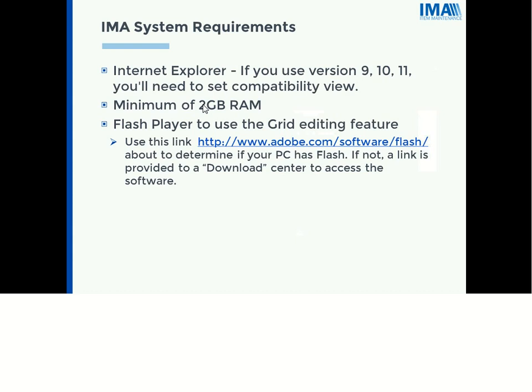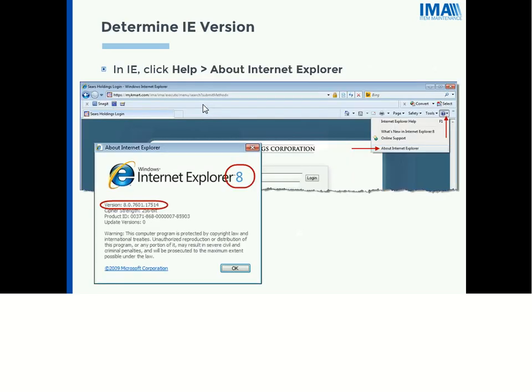It may let you in initially, but usually either the grid doesn't work properly or it won't bring up your task list. So if you're running into any problems that just aren't making sense on why you're getting those problems, double check which browser you are using. You do have to use Internet Explorer. Also, you have to set compatibility view, because I doubt any of you are still using Internet Explorer 8. So because of that, you do have to set the compatibility view, and we are going to go over how to do that. Also, you have to have a Flash player installed to use the grid editing feature, and there is a link provided there. Again, this is also on the IMA portal, as well as the PowerPoint that you need.